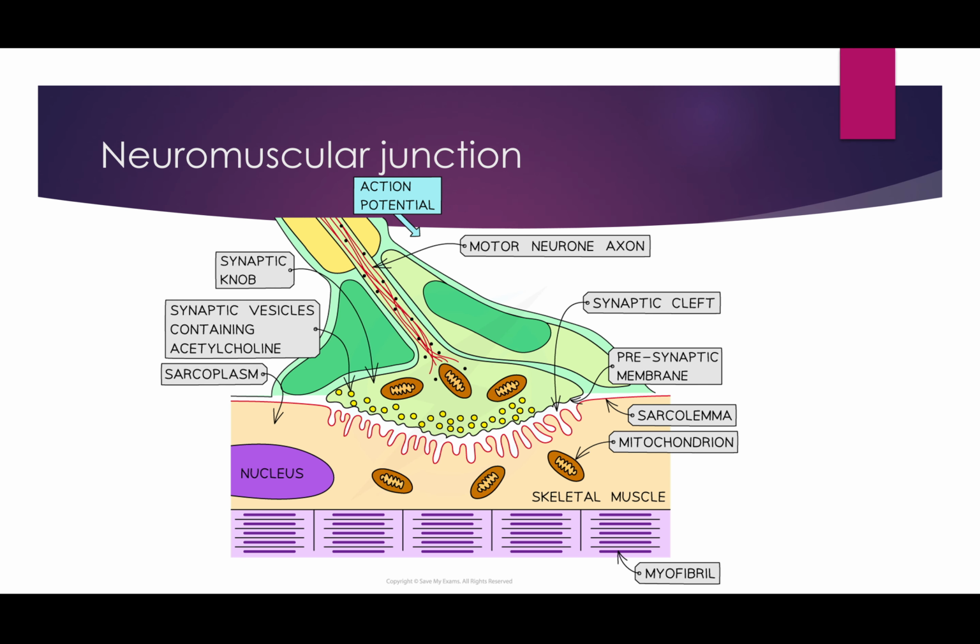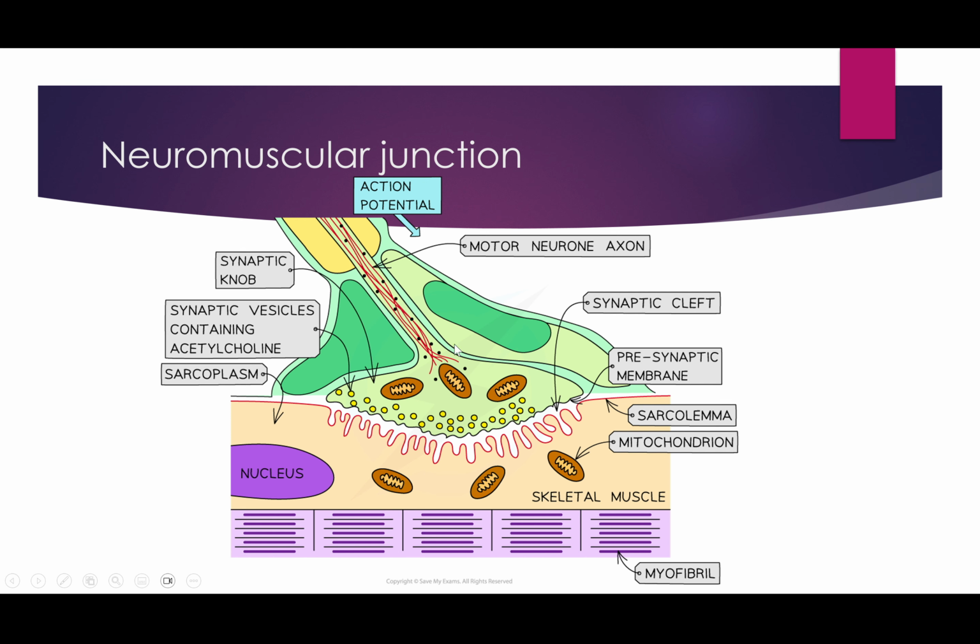And then looking at the neuromuscular junction. So a neuromuscular junction is very similar to a synapse, but instead of there being a postsynaptic neuron, you have instead the muscle sarcolemma. So this is a motor neuron.